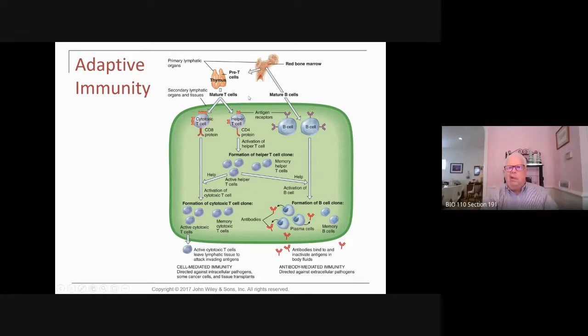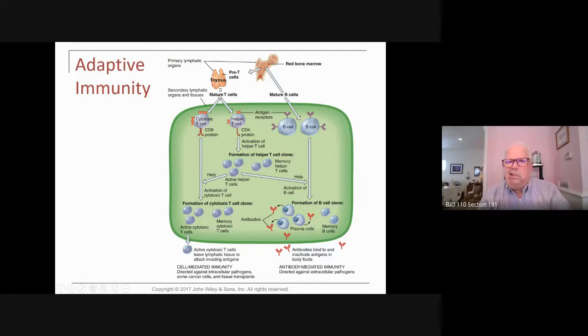I want you to understand that the primary lymphatic organs, here they are, the thymus and red bone marrow, produce mature cells, lymphocytes. In the thymus, they produce T cells, known as T lymphocytes. In the bone marrow, they produce mature B cells, B lymphocytes.